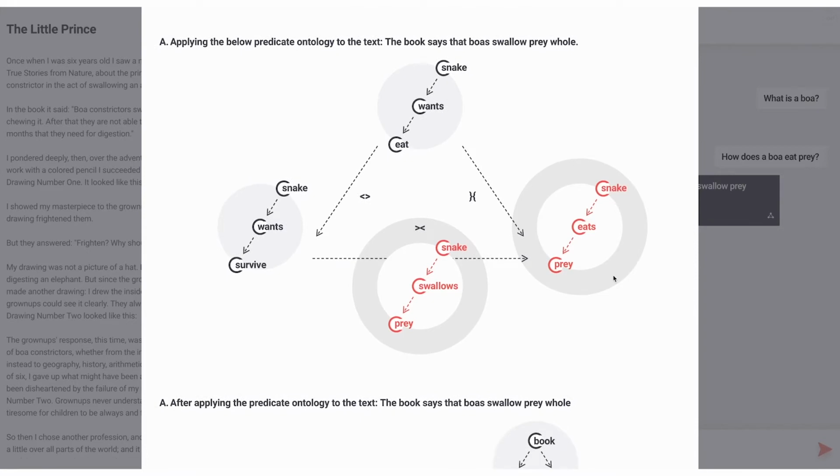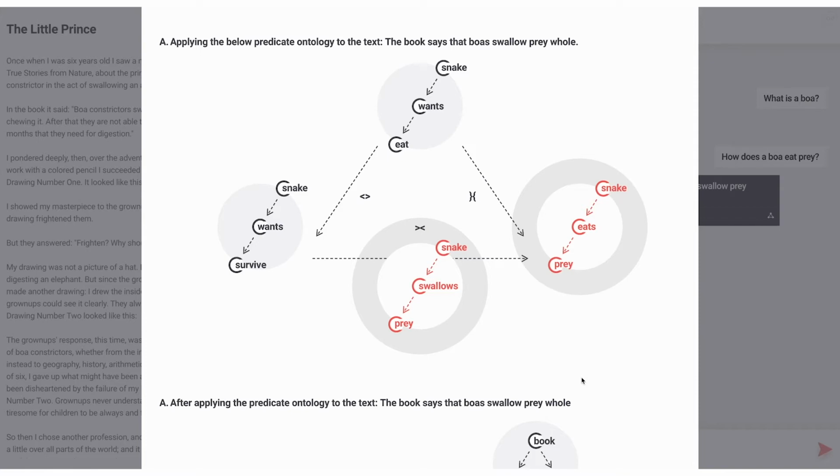So it comes to the predicate ontology, predicate canonical. So here at the right is the effect: snake eats prey. So we're asking, how does a snake eat prey? How does a boa eat prey? And that's the effect. If the effect has happened, if we're trying to find that, we need to know that the cause happened, because that's how cause and effect are linked.